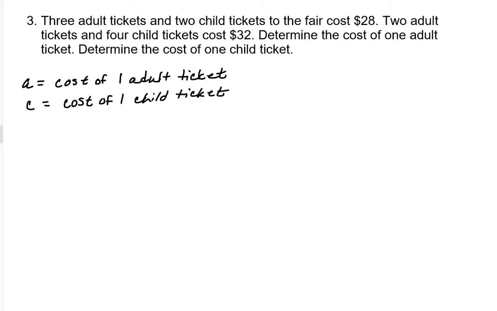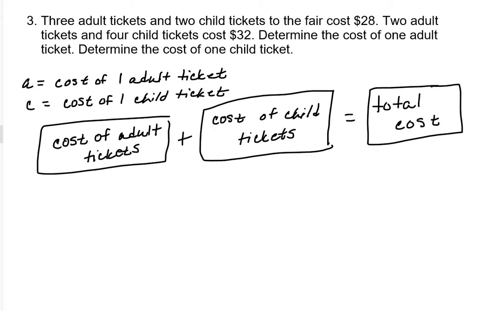Okay, now the next thing I want to do is to get a big picture overview of what's going on. I have the cost of the adult tickets and the cost of the child tickets, and then together I know their total cost. Okay, so there's the boxes. It's going to organize my thinking and help me get my equations.